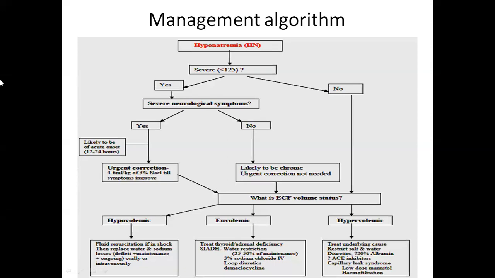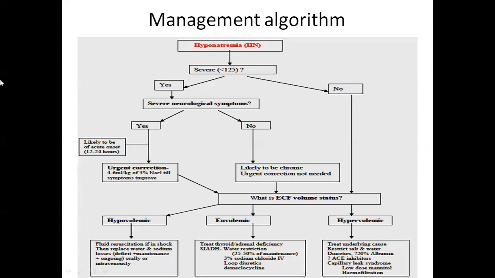How will you manage hypovolemic hyponatremia? What is the treatment of hypovolemic hyponatremia? Fluids. First we will deal with the shock. Hypovolemic is mainly because of losses, so you need to replace with fluids. If the child is in shock, you correct the shock. If the child is not in shock, just give the deficit along with maintenance. That is how you can correct the hyponatremia.